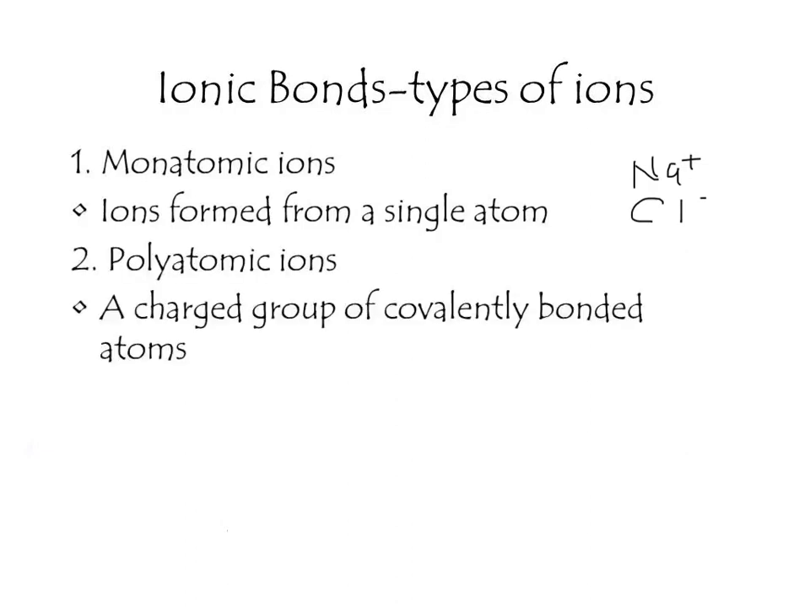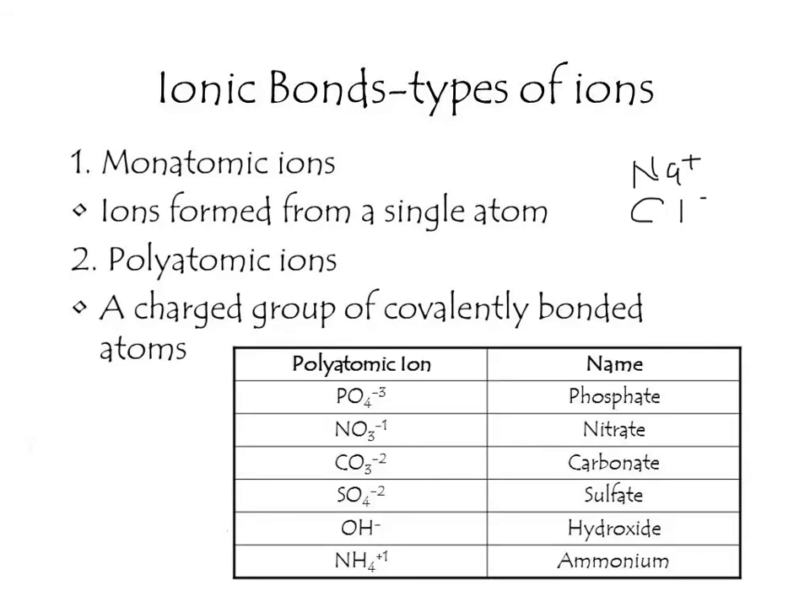The second type is called a polyatomic ion. This time you have elements that are bonded together through a covalent bond, and they have an overall charge. So here are some examples that you may see: phosphate, nitrate, carbonate, sulfate, hydroxide, and ammonium. If you notice, they all have an overall charge. Phosphate has a -3, nitrate has a -1, carbonate has a -2, sulfate has a -2, hydroxide has a -1, and ammonium has a +1.